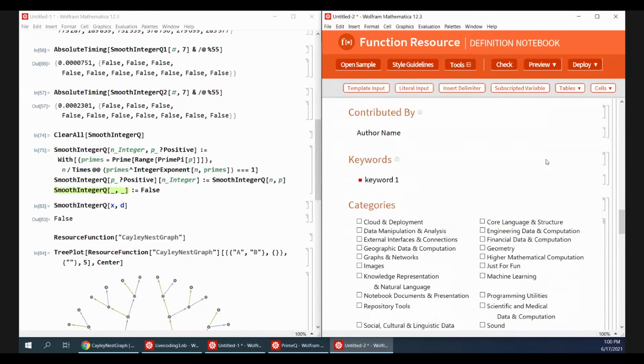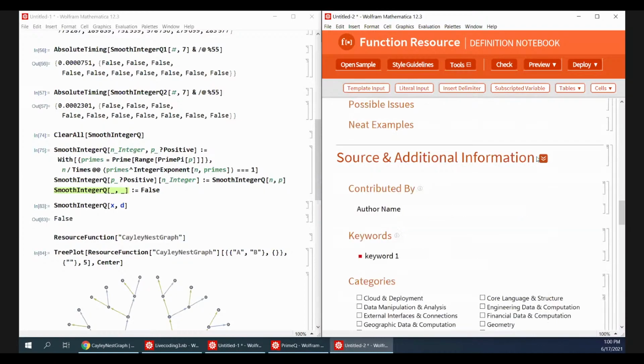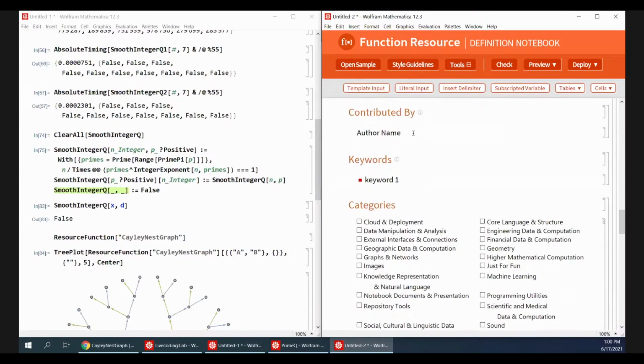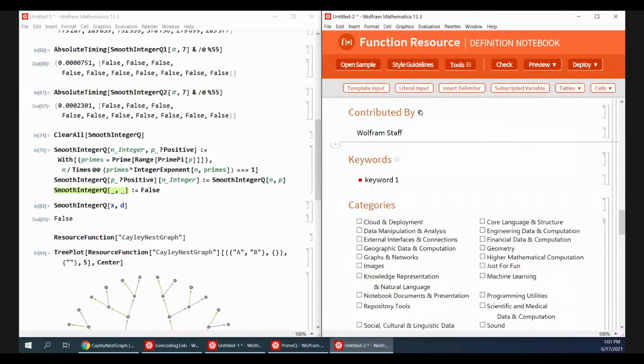Let's take a minute to do this additional information section, and then I want to show the check button. Okay, so created by, we would probably just put something like Wolfram staff. That's commonly used, yes. But for anyone who's not us, you would just write your name. It would be fine too. Yes, that's correct.